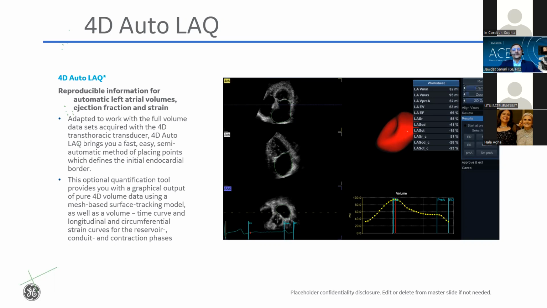But the important thing to remember is that speckle tracking is actually tracking the entire volume of the LA, giving us a model of the LA and the instantaneous volume of the left atrium. So we see the minimum volume, the maximum volume, the pre-atrial contraction volume, and the end-systolic volume of the left atrium. Also, it gives us the strain: longitudinal reservoir, conduit, and contraction strain, as well as circumferential reservoir, conduit, and contraction strain for the left atrium.